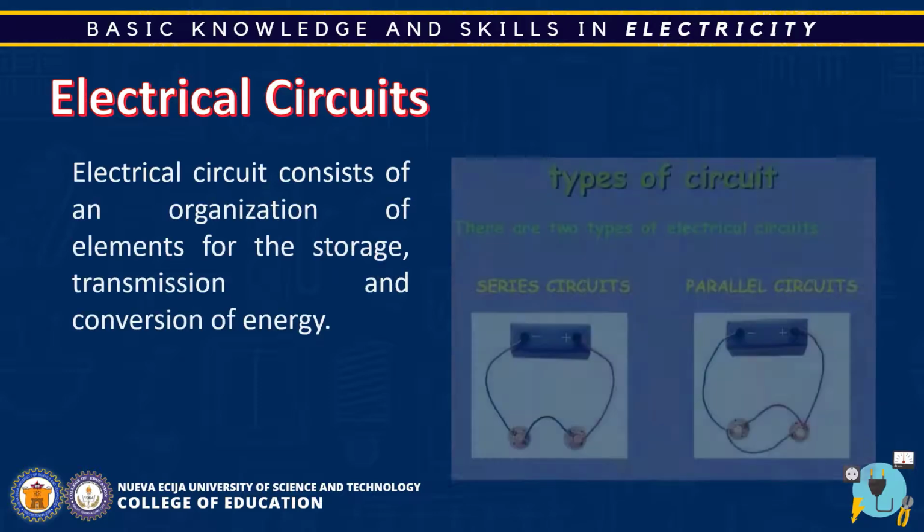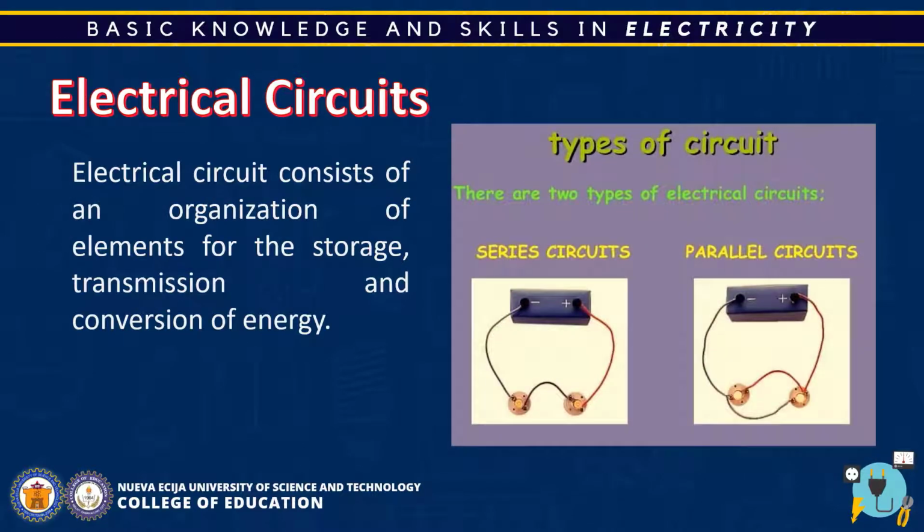Electrical circuits. An electrical circuit consists of an organization of elements for the storage, transmission, and conversion of energy. Energy enters a circuit through one or more sources and leaves through one or more sinks. In the sources, energy is transformed from the thermal, chemical, electromagnetic, or mechanical form into electrical form. In the sinks, a reverse procedure takes place. In an electrical circuit, energy is transported through the agency of electrical charge and through the medium of magnetic and electric fields. There are different types of circuits: parallel and series circuits.